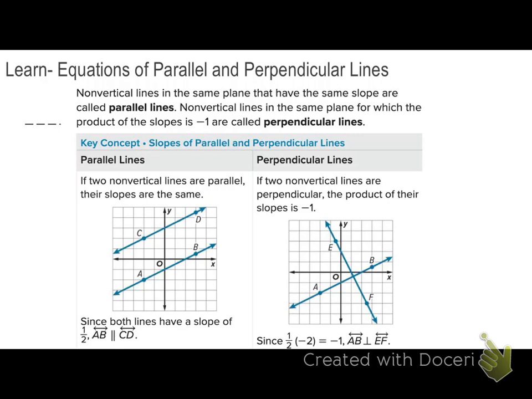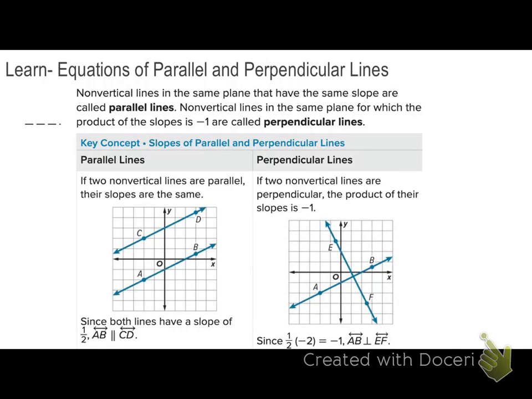Equations of parallel and perpendicular lines. Without reading any of this information, what do we know about parallel lines? What does parallel mean? They don't touch. They will never intersect with each other. What do we know about perpendicular lines if we know anything? They intersect. Okay. Not all lines that intersect are perpendicular though. They intersect in a specific manner.